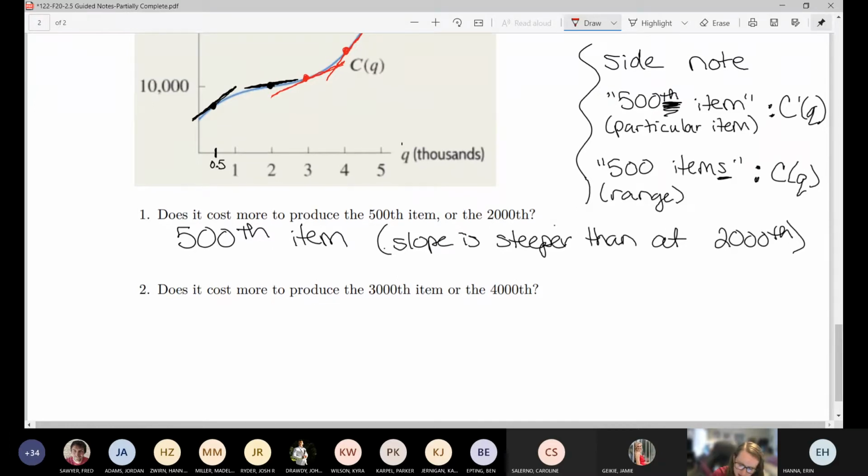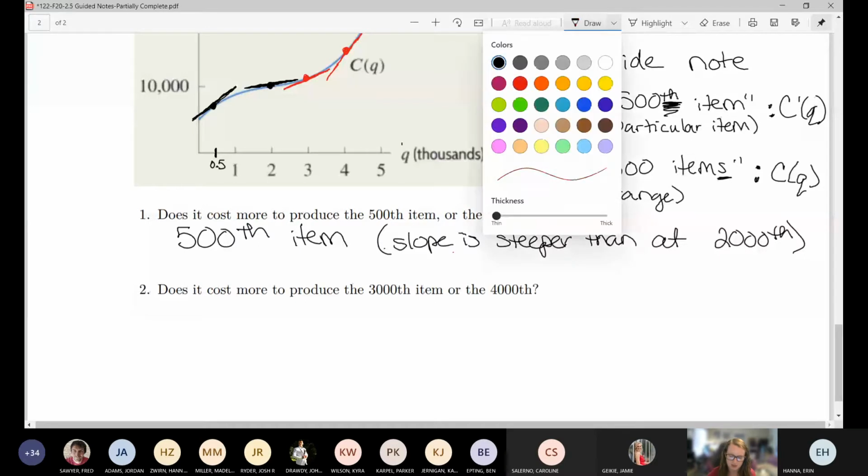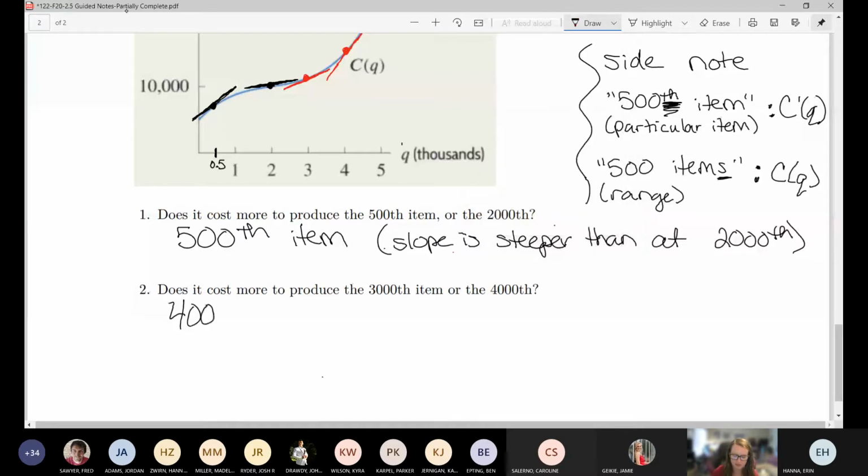Let me make those lines not crash into each other. There we go. So now comparing those two red lines that I've drawn, which one's steeper, the one at 3 or the one at 4? And again, I'm just saying 3 and 4 for my sanity. Well, the one at 4 is steeper because that one has a steeper slope. So we would say that it costs more to produce the 4000th item.